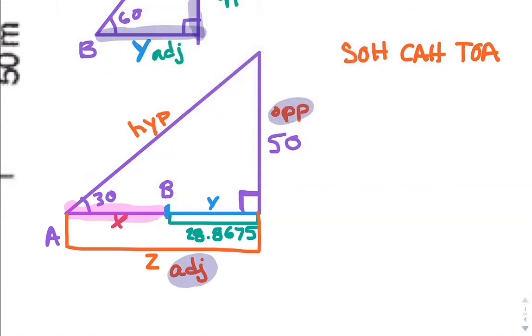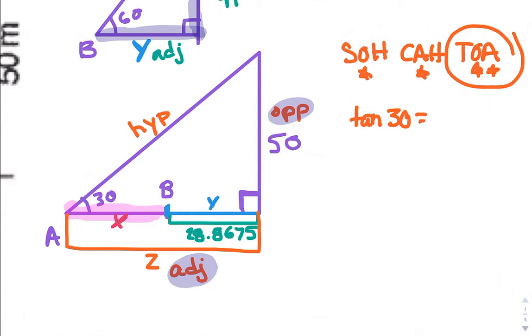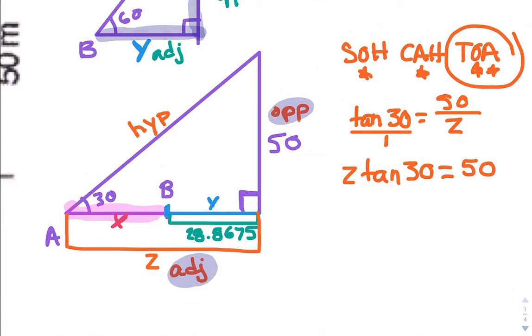So anywhere I see an O, I'm going to put a star. Anywhere I see an A, I'm going to put a star. And then I realize I'm using tangent. So it's going to be tan 30 equals my opposite, which is 50, over my adjacent, which is my z. So again, I have a whole number equal to a fraction. So I have to put the whole number over 1 so I can cross multiply. So I get z tan 30 equals 50. Now to get z alone, you're going to divide by tangent of 30 on both sides. So tan 30 divided by tan 30 is just 1.